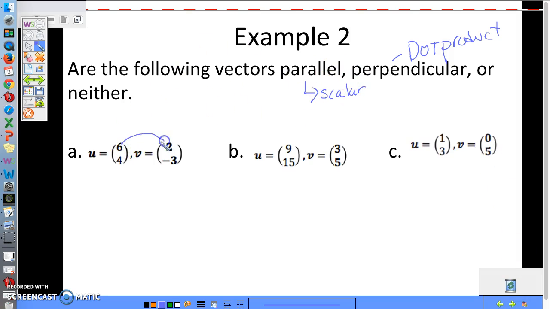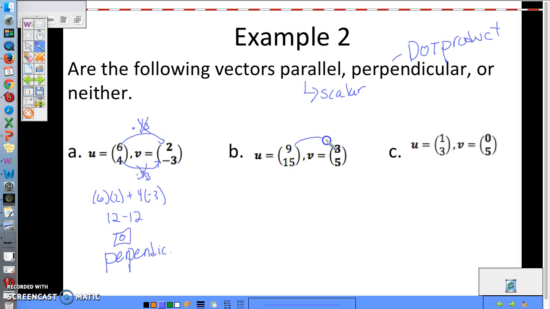For example, this one, 6 times 2, it's divided by 3. So that's times 1/3. Do we get the same thing here? Is that times 1/3? Well, no. So it's not parallel. Let's check the dot product. 6 times 2 plus 4 times negative 3. 12 minus 12, that's 0. So these are perpendicular.